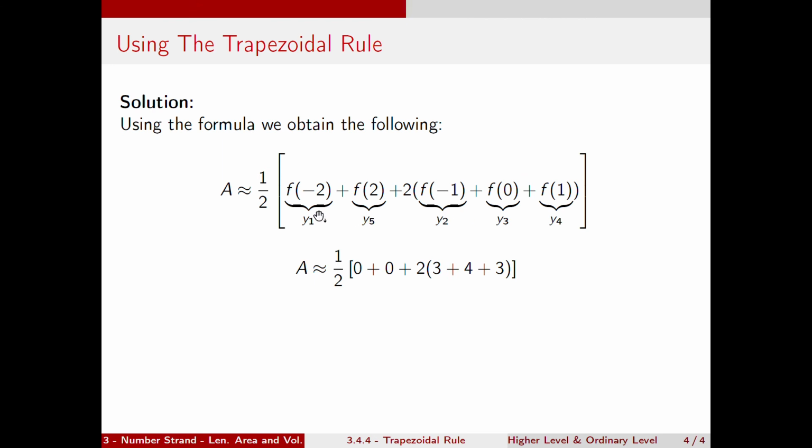So, subbing minus 2, 2, minus 1, 0, and 1 into our formula, f of x is equal to minus x squared plus 4, we end up with that the area is approximately equal to half times 0 plus 0 plus 2 times 3 plus 4 plus 3. Now the first two numbers in our case were 0, because as we saw in the diagram, the heights at that point were 0. The black dots sat on the x-axis. They had no y value. This won't always be the case. These values may not always be 0. It just so happens in our example that they are.